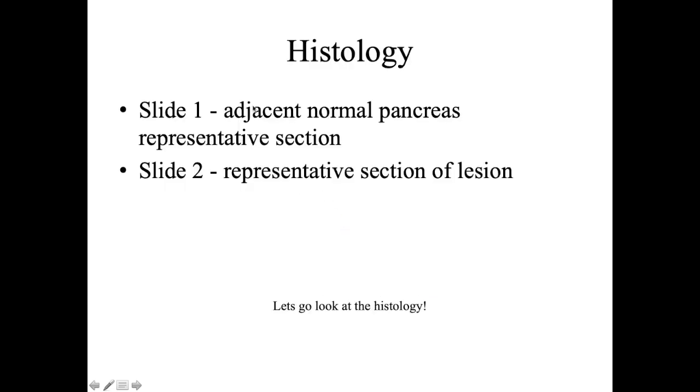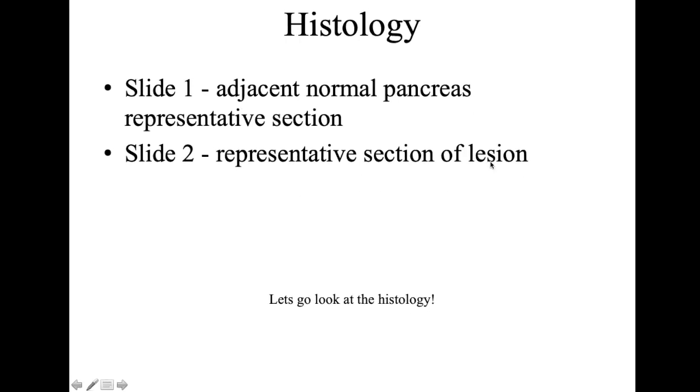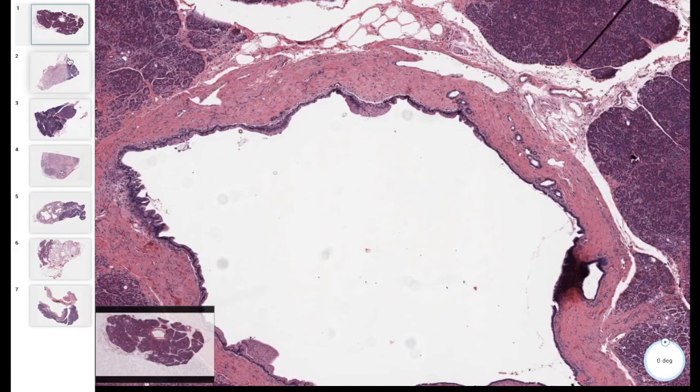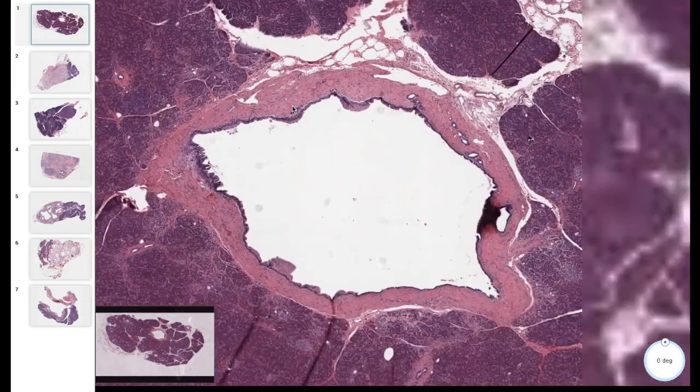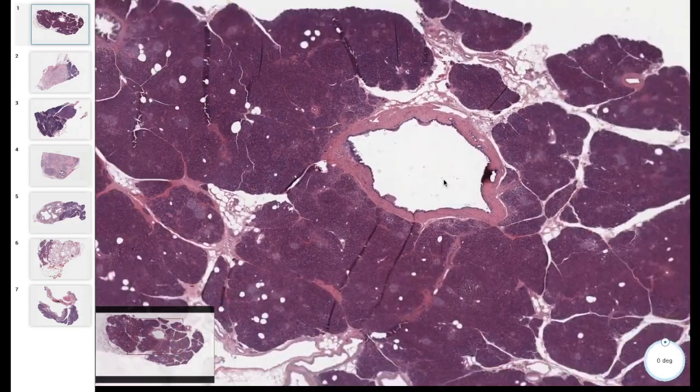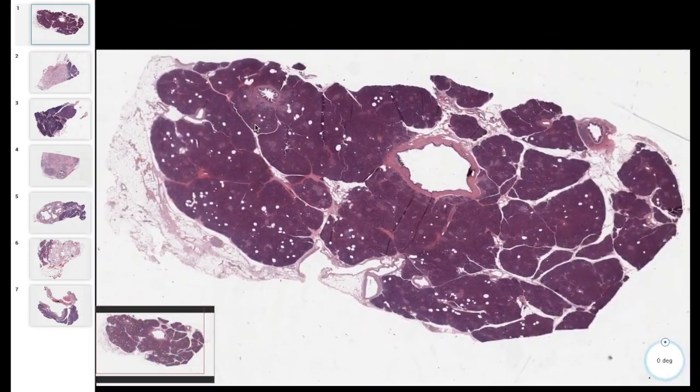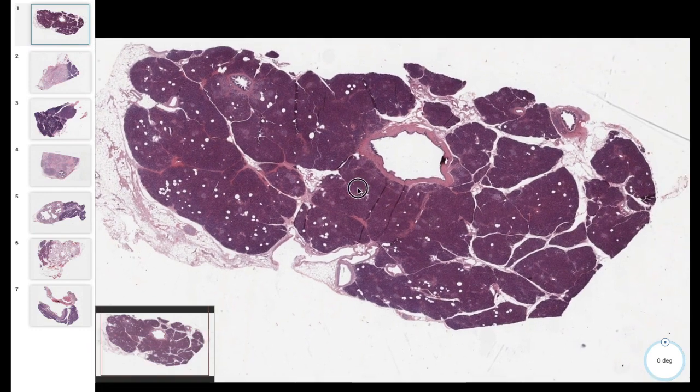So histology, we got 2 slides for this case. The first slide is we're going to look at adjacent normal pancreas, a representative section, and 2, we're going to look at the representative section of the lesion. So let's take a look over here. Okay, so this is 1 and 2. This is what we're going to be looking at. So let's zoom out a little bit. And first, this is the adjacent pancreatic tissue, the normal tissue that we submitted with the pancreatic lesion.